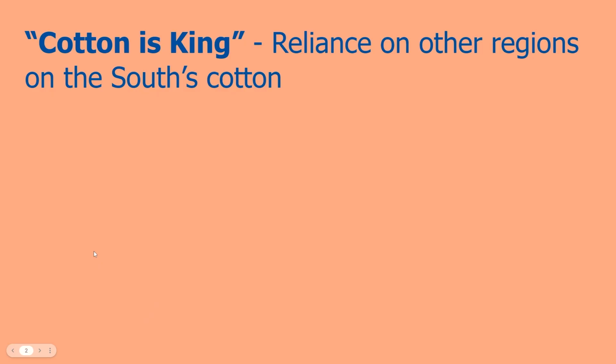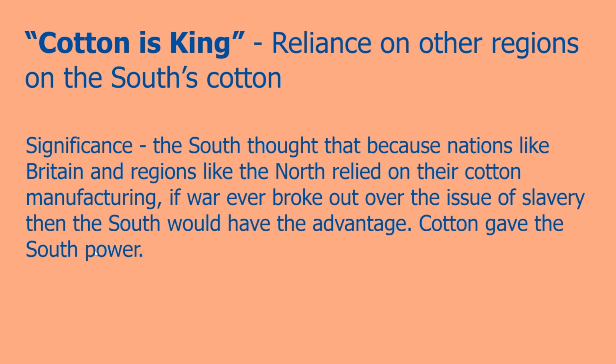Cotton is king, the reliance from other regions on the South's cotton. The South thought that because nations like Britain and regions like the North relied on their cotton manufacturing, if war ever broke out over the issue of slavery, then the South would have the advantage. Cotton gave the South power.